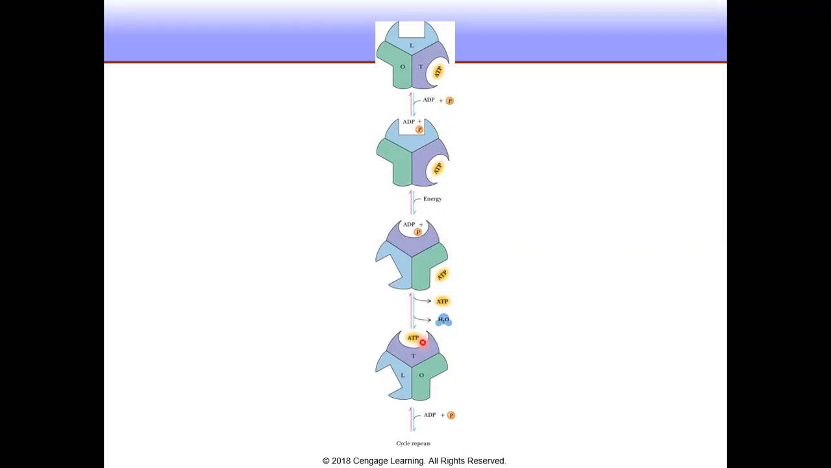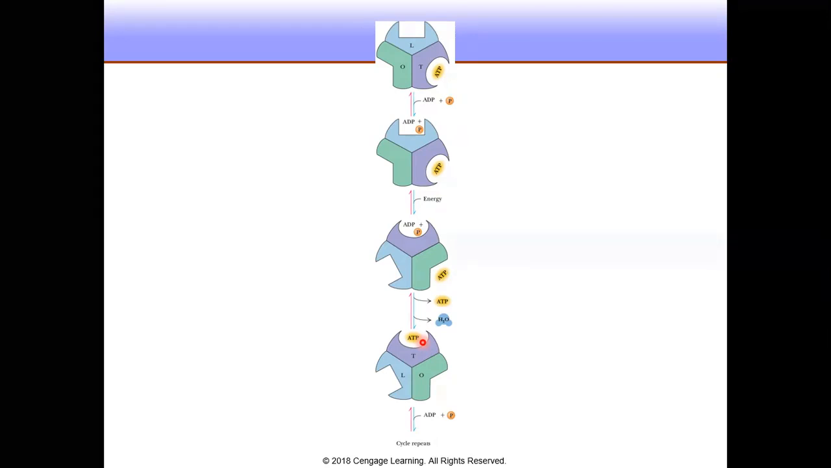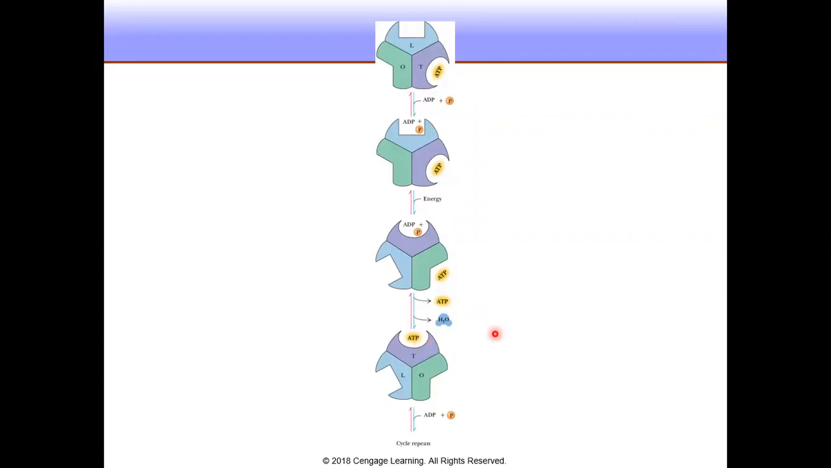More recently, as I said, it has been shown that the F1 portion of the ATP synthase acts as a rotary motor. Now, in essence, the chemical energy of the proton gradient is converted to mechanical energy in the form of rotating proteins. This mechanical energy is then converted to the chemical energy stored in the high energy phosphate bonds of ATP.